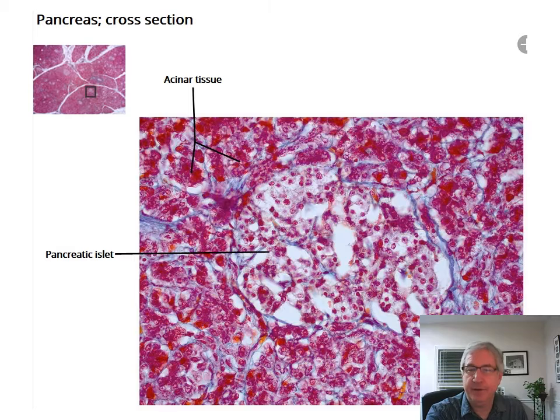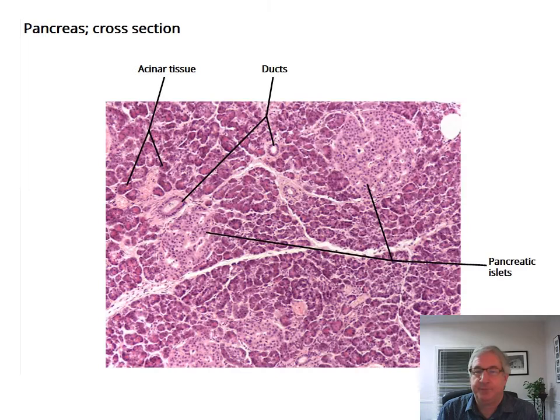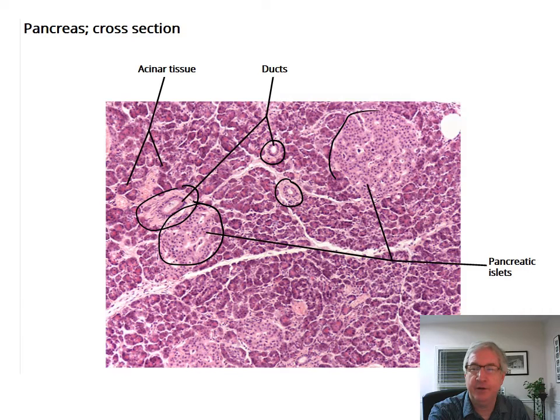All right, next slide. And here we go. You can see the pancreatic islet very well here in the center, all the way around there. And then acinar tissue, acinar cells in there. Next slide. Here's one more. So here's a duct there. Then you have a pancreatic islet. Here's another duct. Here's another duct. Here's another pancreatic islet over here. And this is all acinar tissue. But you can see all the rest of that.